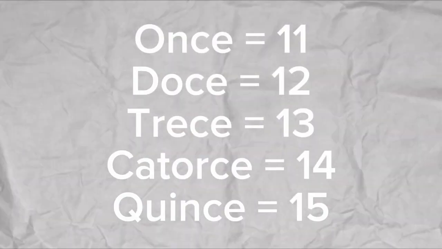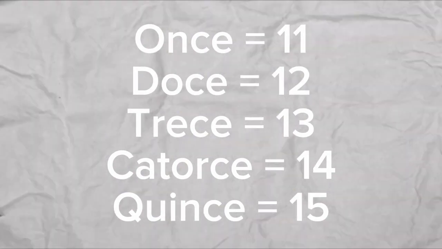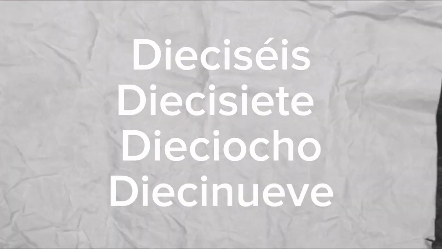So they are 11, 12, 13, 14 y 15. And then after that it's 16, 17, 18, 19. Since you know the numbers to 10 now, I think you know what those mean, obviously.